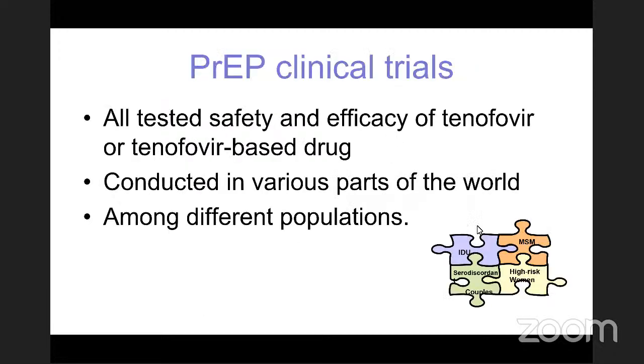And so specifically the clinical trials tested the safety and efficacy of an ARV or ARVs known as tenofovir, and another one that had tenofovir and emtricitabine, known as Truvada. These studies were conducted in various parts of the world, and this is important so as to increase generalizability among different populations. The populations are shown down here, including those who inject drugs, men who have sex with men, serodiscordant couples, high-risk women.